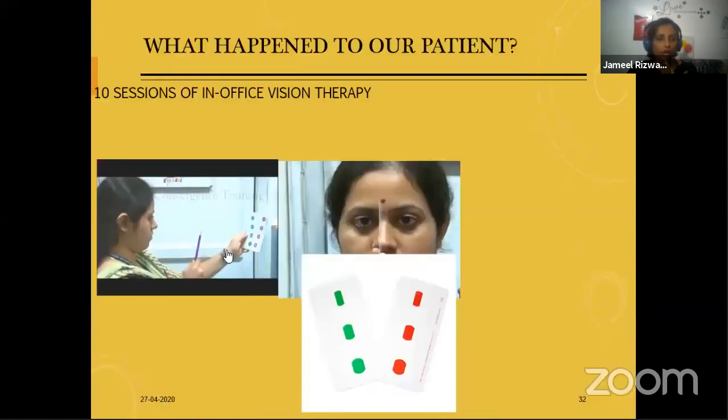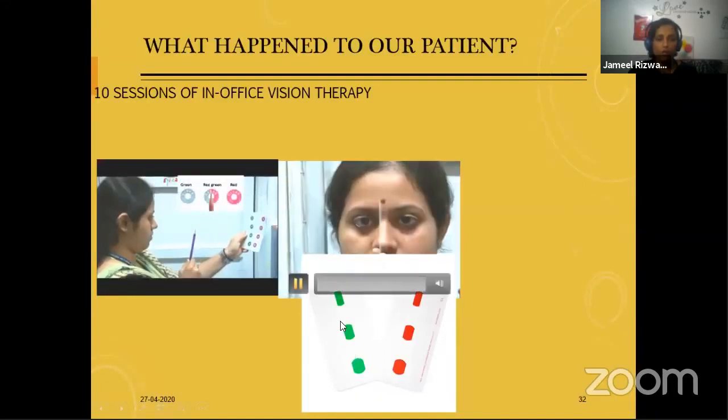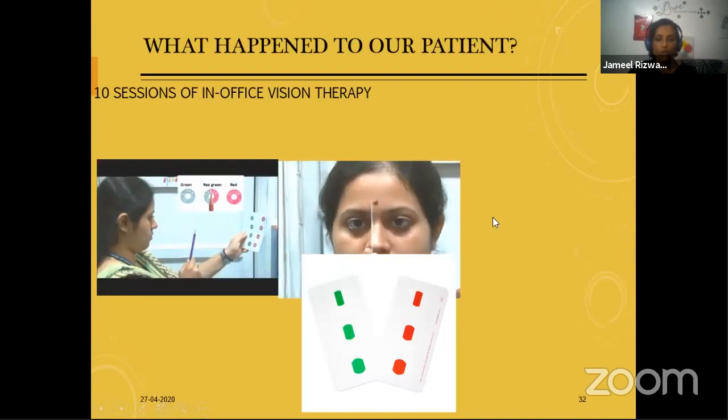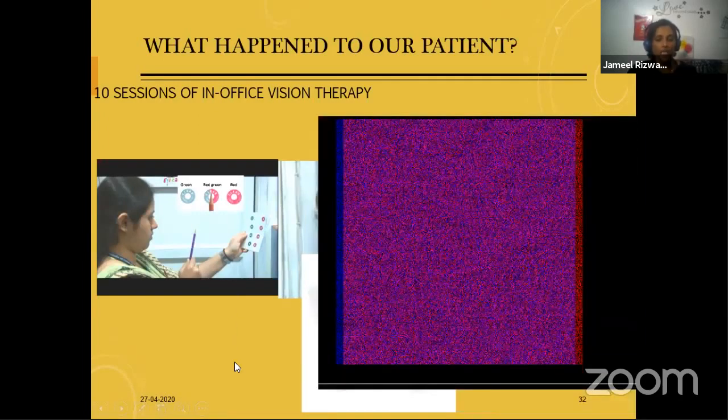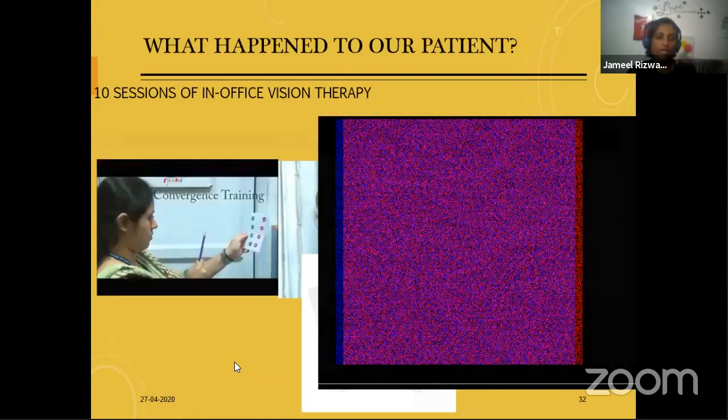Okay, so as you see here, these are some of the free space fusion cards that we use to train, and then your barrel cards that you use to help the patient converge, and the computer orthoptics where you can use random dot stereograms to train. For this particular child, we gave 10 sessions of in-office therapy. Usually we give 45 minutes per session, on consecutive days. Again, I'm going to propose some modifications on how you can handle this in the post-COVID era. So this is what we did for this patient: 10 hours, 45 minutes each, consecutively placed.